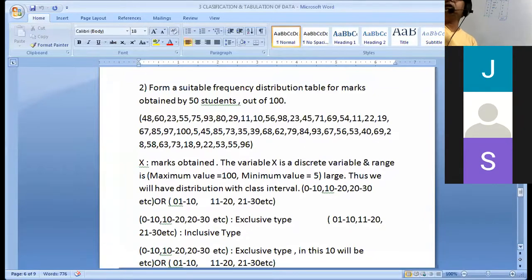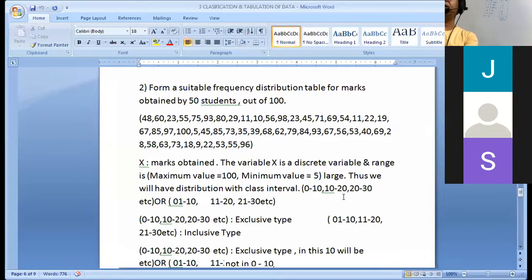So this is a discrete variable. See, the variable is discrete. There is no data with decimals and all. But the range is very large. Maximum value is 100 and minimum is 4. So you cannot have 4, 5, 6, 7, 8, 9 up to 100. That table will look very odd, you know? And that is why we have to go for intervals.